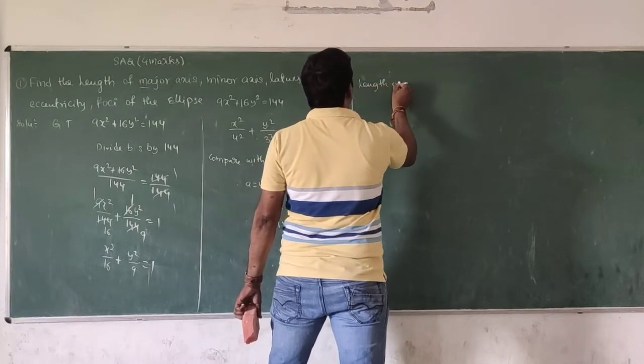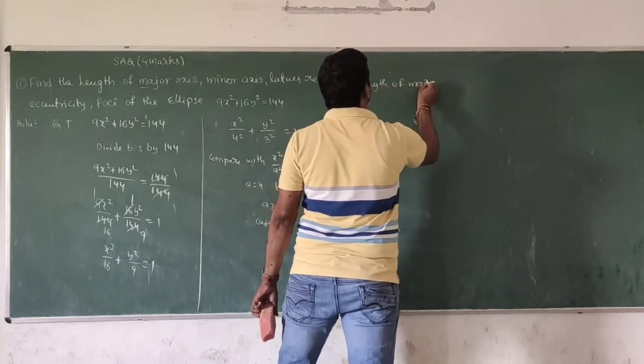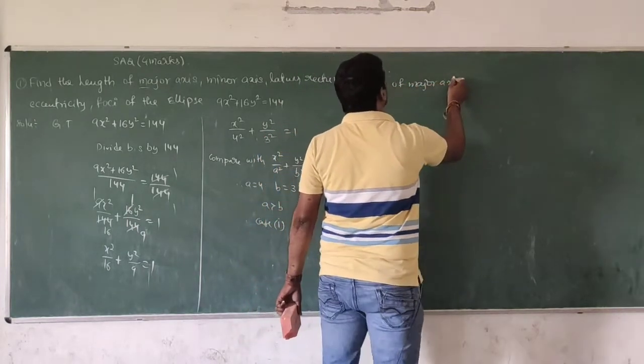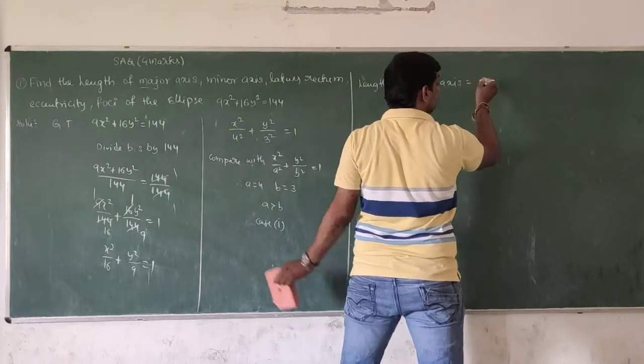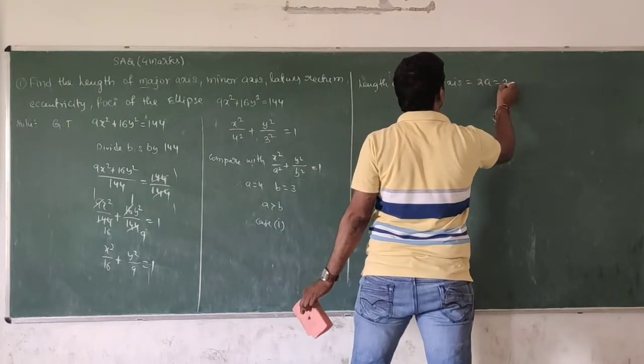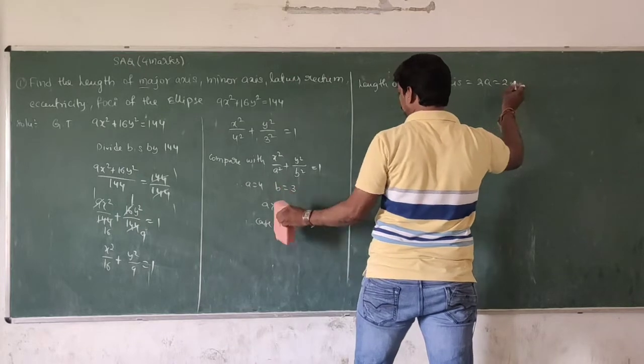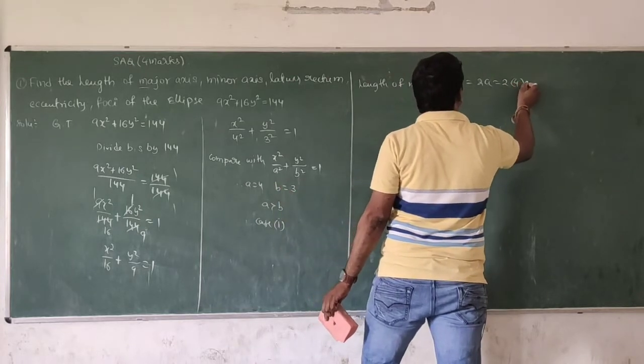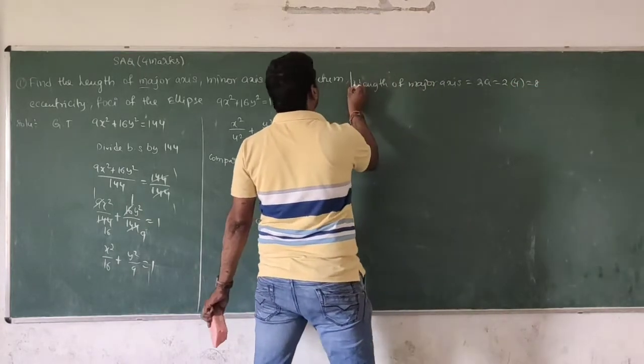Length of major axis. Length of major axis in case 1 is 2a. 2 into a value 4, that's why 2 into 4 is 8. First one completed now.